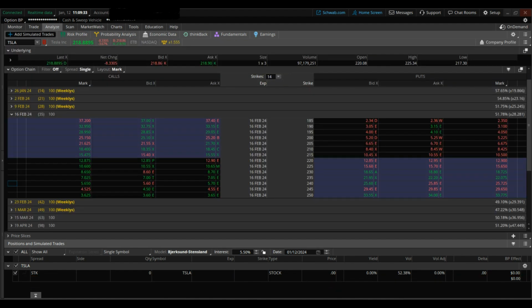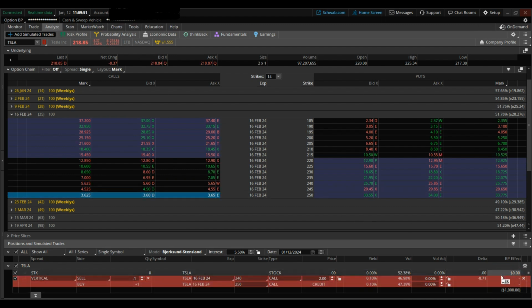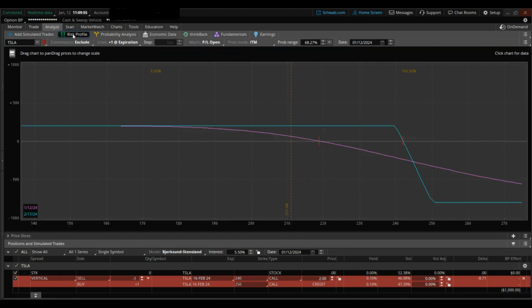Okay, so let's go to the next one, the call spreads. The call spread definition is selling a call at a lower strike price and buying another call at a higher strike price. So we're going to sell the 240. As you notice, the buying power effect here is 7,200. If you cannot afford that, you just simply buy another call, hold the control tab, and your buying power effect decreases to 1,000. Similar to the put spread, the call spread is the same thing.